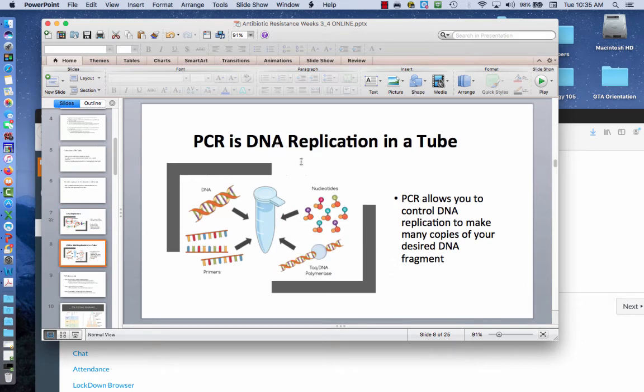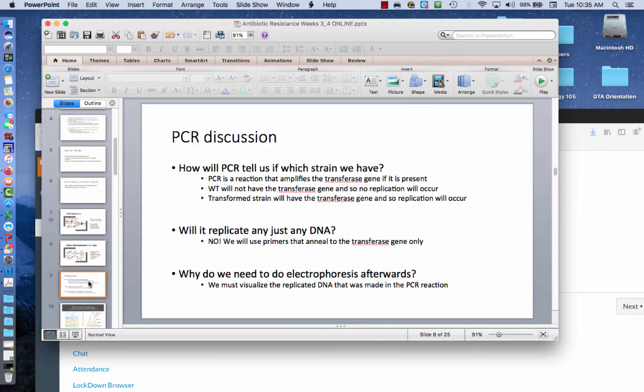Now, PCR basically is going to be DNA replication in the tube. All right, we have to add everything into the tube. We have to add our DNA template. We have to add in our primers. We have to add in our DNA polymerase. We have to add in nucleotides, the A's and T's and C's and G's. All right, so we add everything into the tube, and then we put it in a machine. I'll show you.